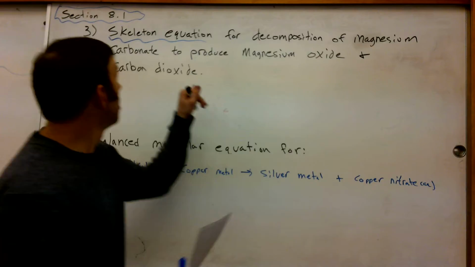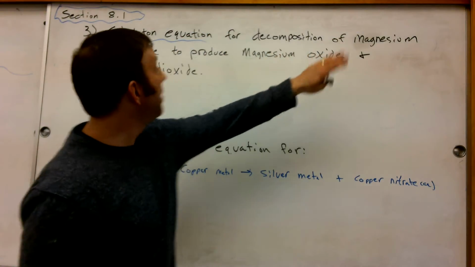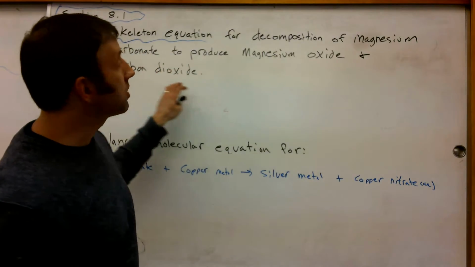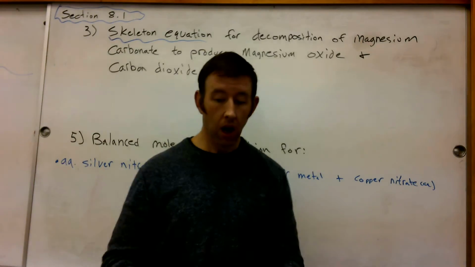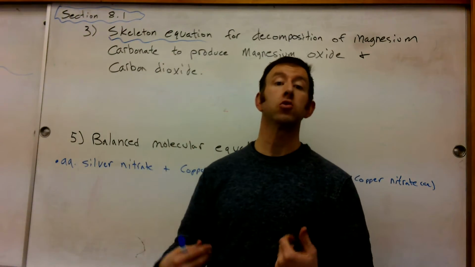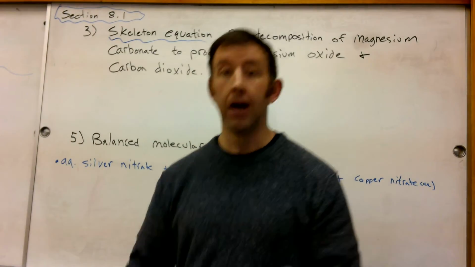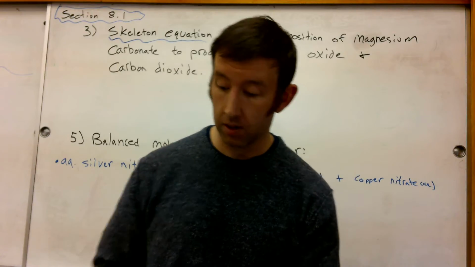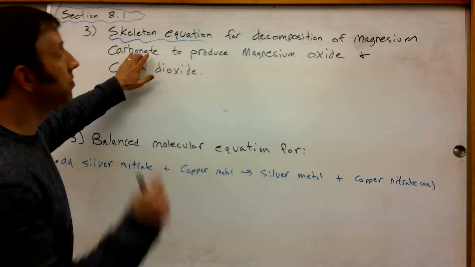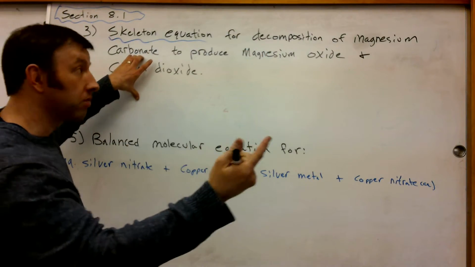And in this case, we want to show a skeleton equation for the decomposition of magnesium carbonate to produce magnesium oxide and carbon dioxide. Okay? So all we're going to do is write that word equation into the molecular equation form. Okay? And we're not going to have to worry about balancing it. All right? So what I have to do then is take the names and write the correct formula for it.